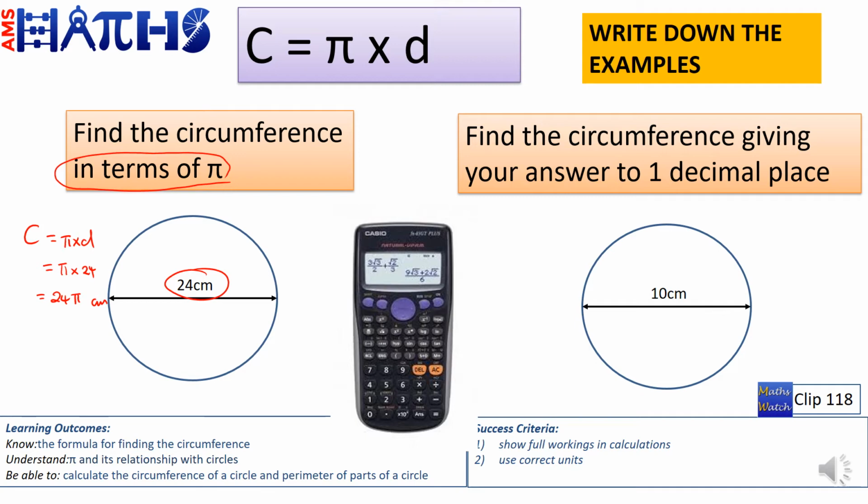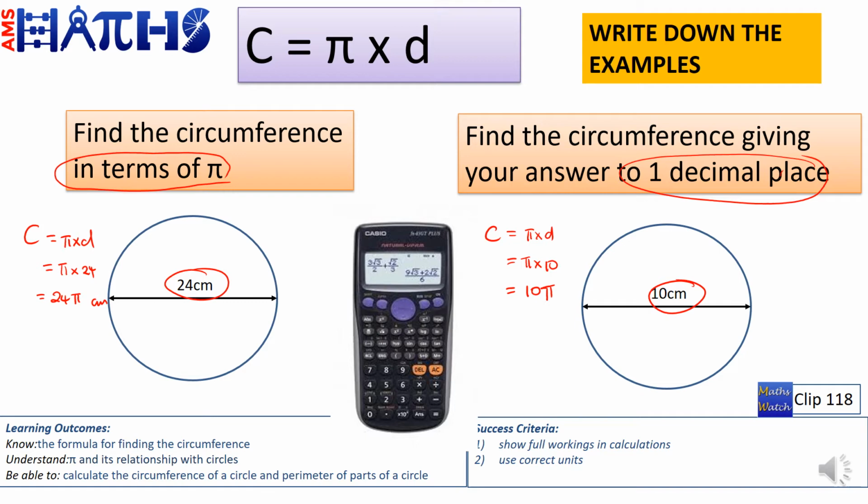For the second example, it says find the circumference, giving your answer to 1 decimal place. So you need to write your formula. Then pi times diameter is 10. Okay, and that's 10 pi. But if we leave it like that, we have not fully answered the question. The question says we need to write our answer to 1 dp.